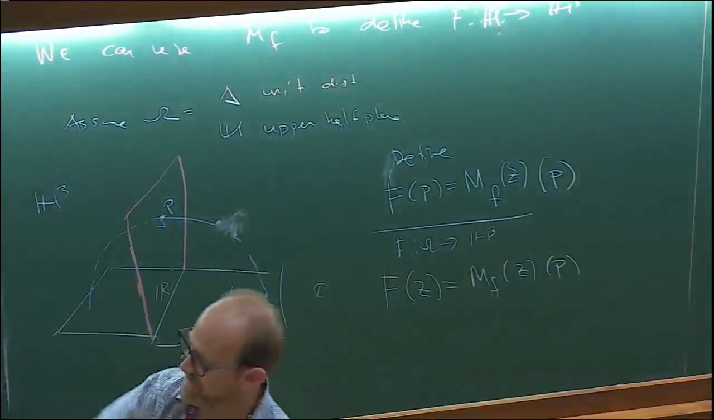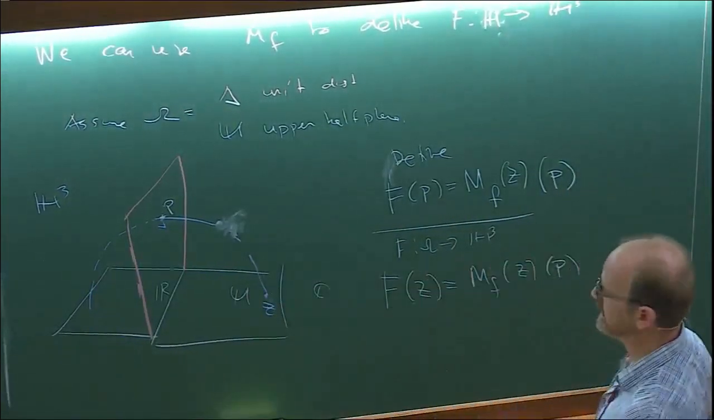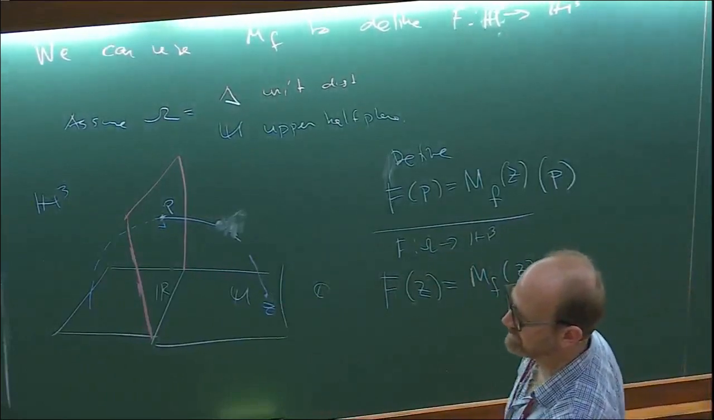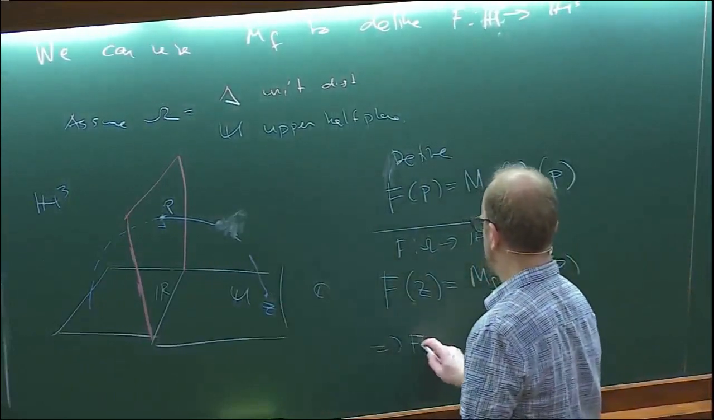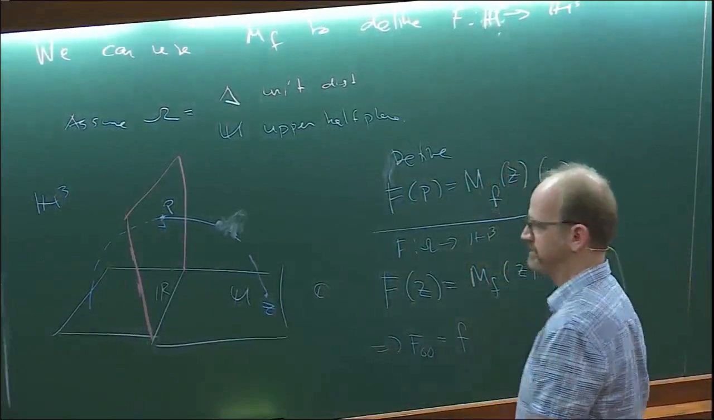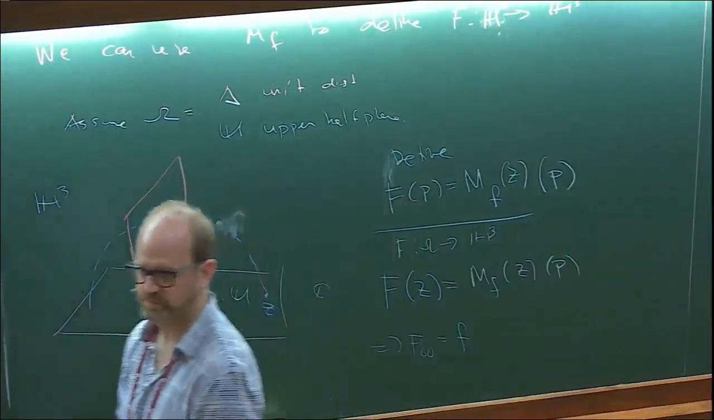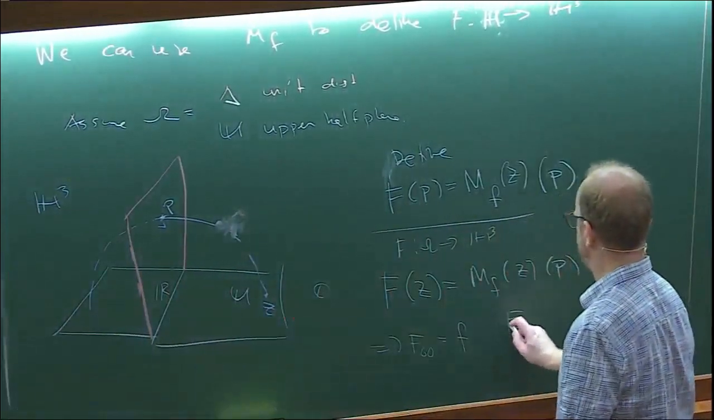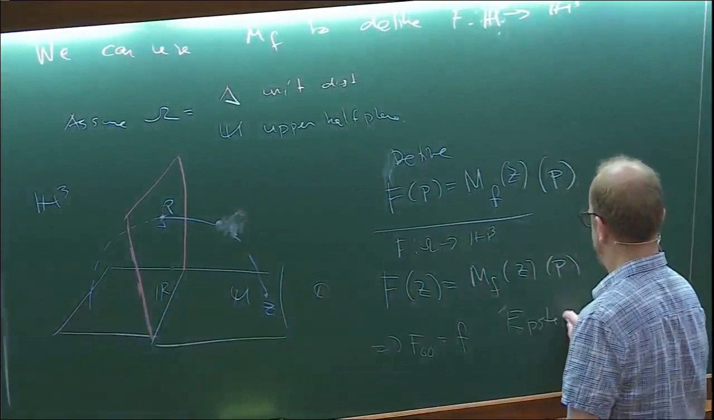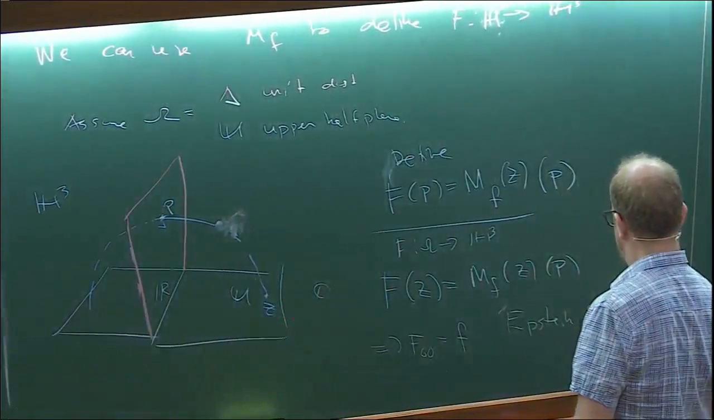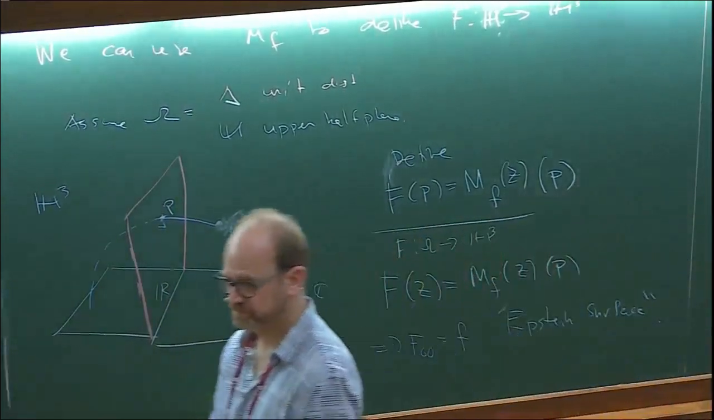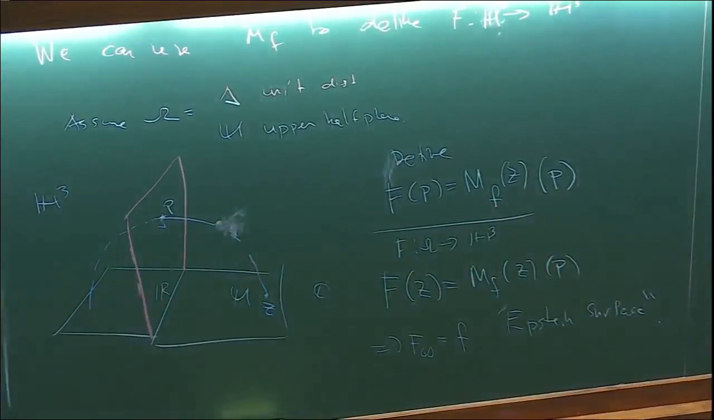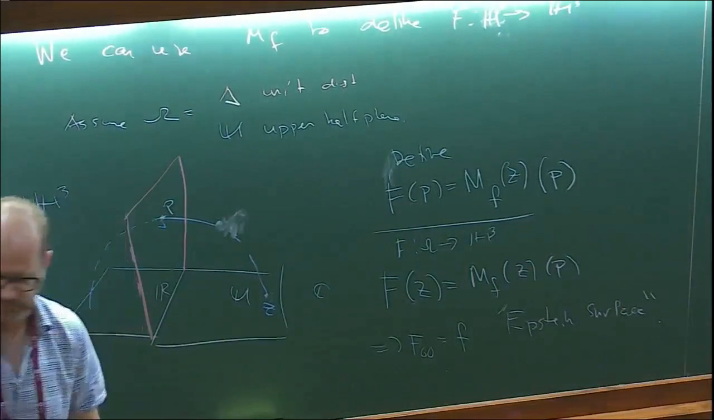Okay, now I can repeat that construction that I did over there. And the key thing is that the map that I get when I take the limit is the original map that I started with. And this is an example of something called an Epstein surface. On Wednesday, we'll talk about how the curvatures of this surface tell you information about the original map.